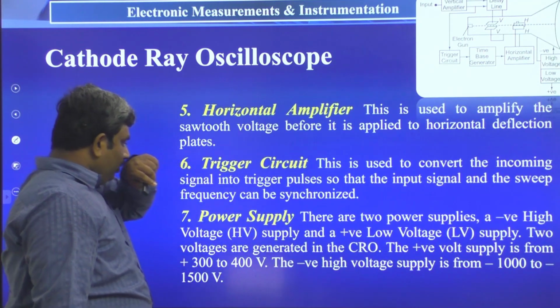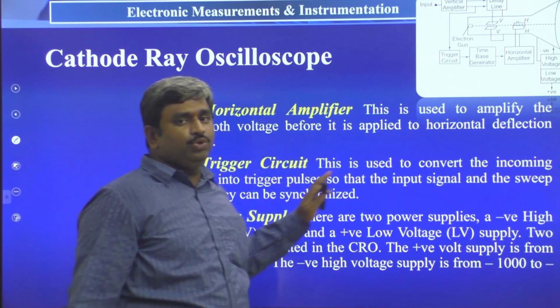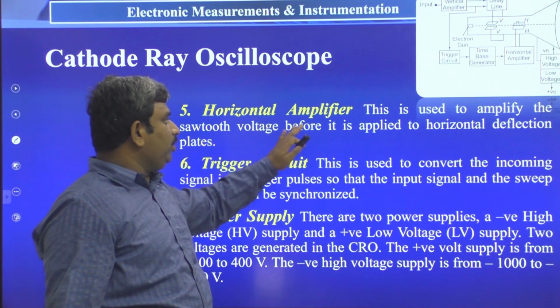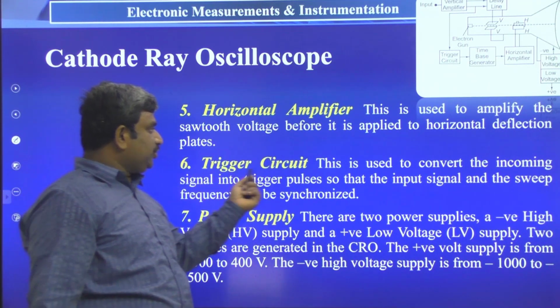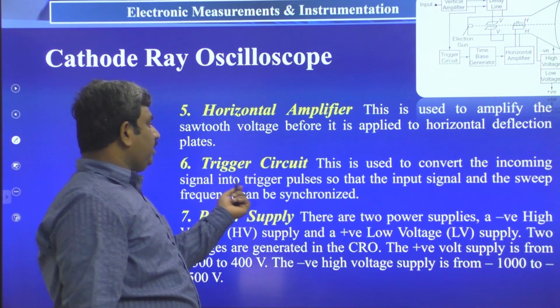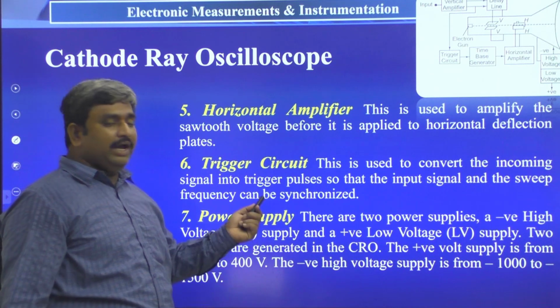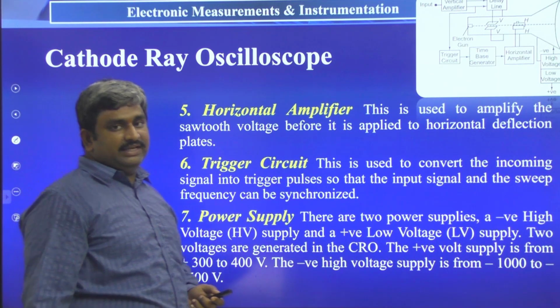Next, coming to the fifth one, horizontal amplifier. This is used to amplify the sawtooth voltage before it is applied to the horizontal deflection plates. Next, trigger circuit. This is used to convert the incoming signal into trigger pulses so that the input signal and the sweep frequency can be synchronized.